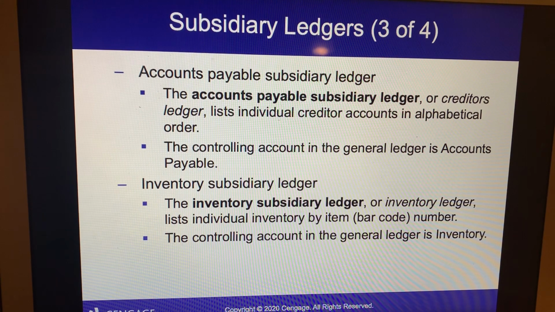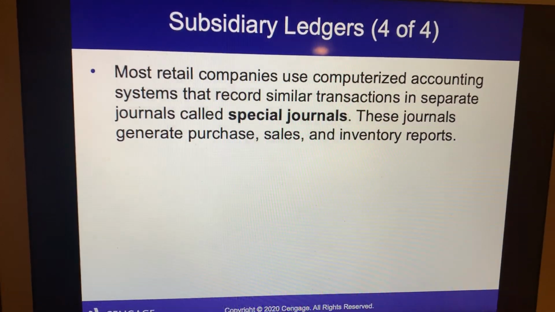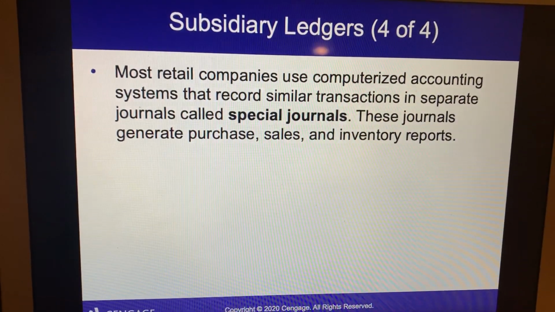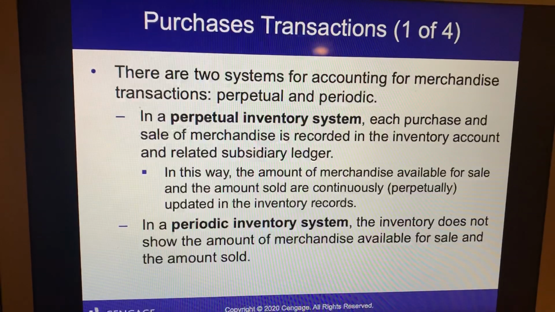Inventory subsidiary ledger. The inventory subsidiary ledger, or inventory ledger, lists individual inventory by item, barcode, or number. The controlling account in the general ledger is inventory. Most retail companies use computerized accounting systems that record similar transactions in separate journals called special journals. These journals generate purchase, sales, and inventory reports. We'll get into that here in just a bit.